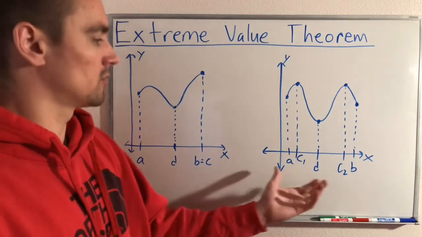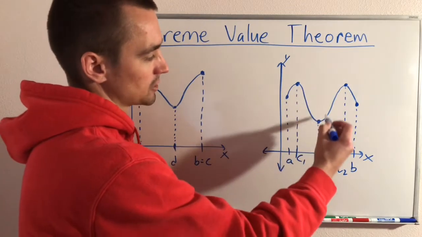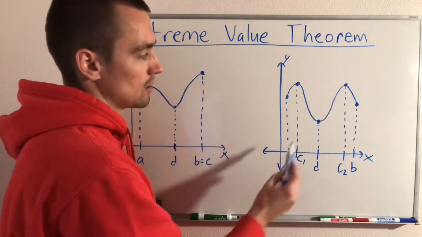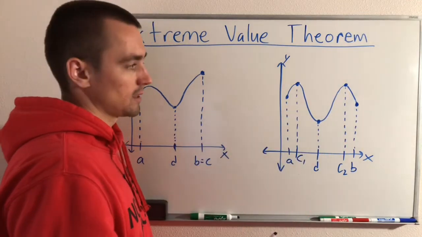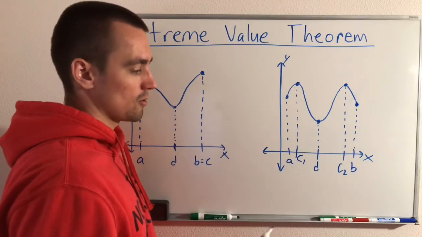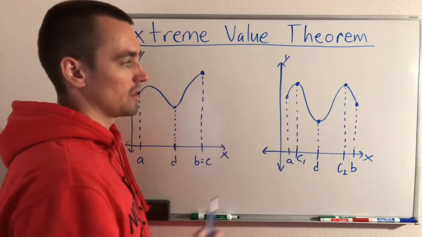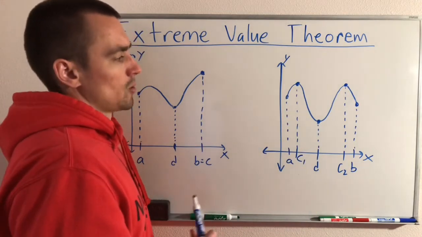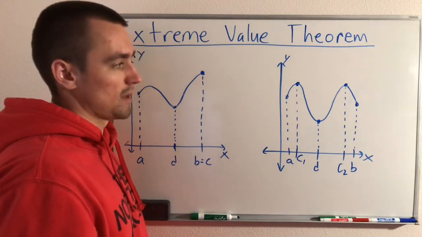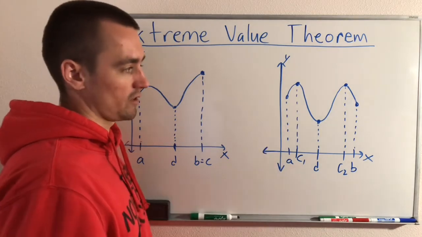Then similarly over here, we have another function that we could draw from a to b without ever picking up our pen, no holes, no jumps, anything like that. This function is continuous within the entire closed domain of a to b because both of these endpoints are included within that function. So we know based on the extreme value theorem that there must be an absolute maximum and an absolute minimum within the domain of a to b.